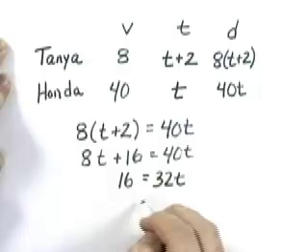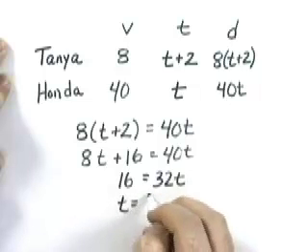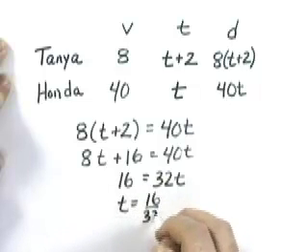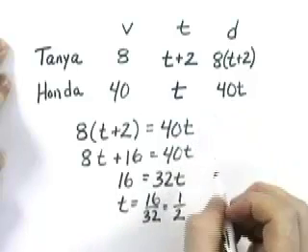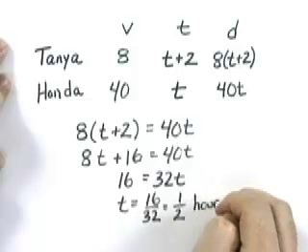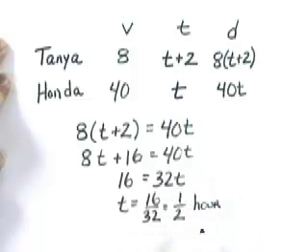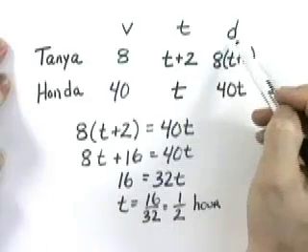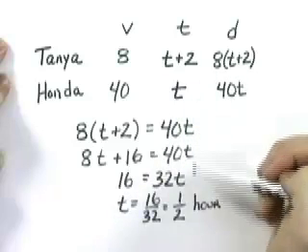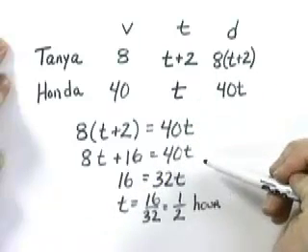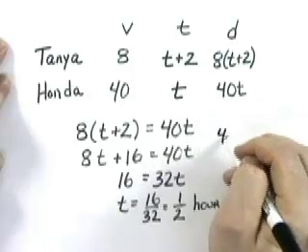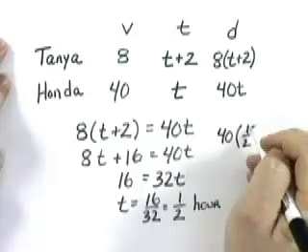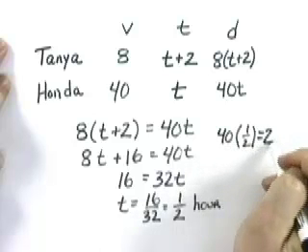Divide both sides by 32, and I would get T equals 16 over 32, which is 1/2. Because T is measured in hours, this is 1/2 of an hour. The other question that we want to know is, we know that the Honda is going to catch up to Tanya after 1/2 of an hour, but how far has each traveled? Well, the Honda will have traveled 40 times 1/2, or 20 miles.